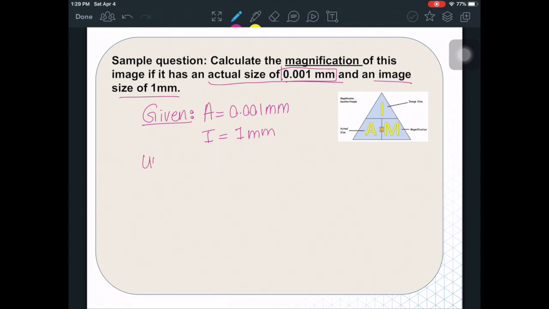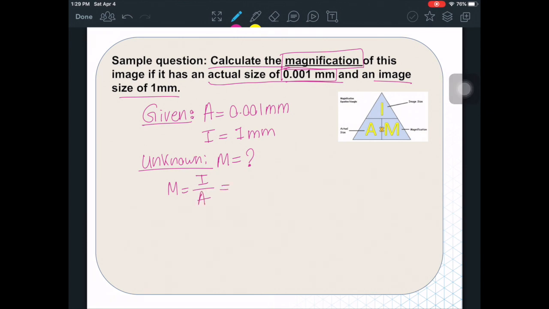Now let's find my unknown. What am I looking for in this question? I am looking for my magnification because it says calculate magnification. So M equals question mark. Now I have to figure out what the equation I'm going to use is. So I go to my triangle, I, A, M, right? And I go to M. M equals I divided by A, right? So M equals I divided by A.